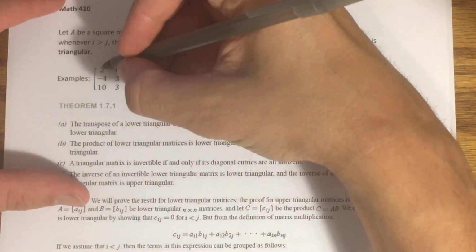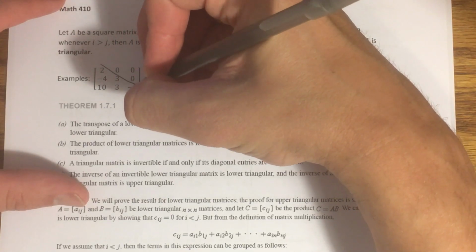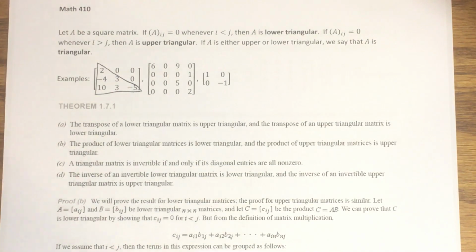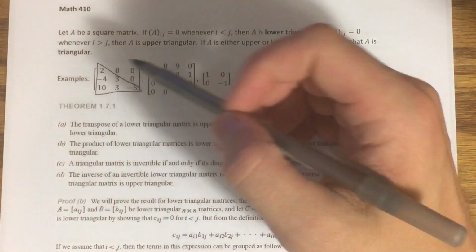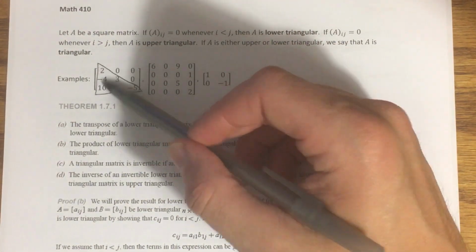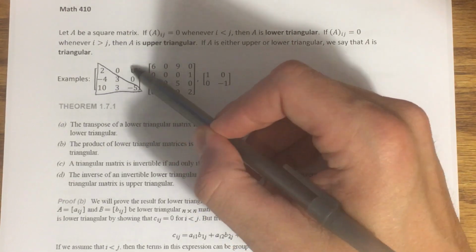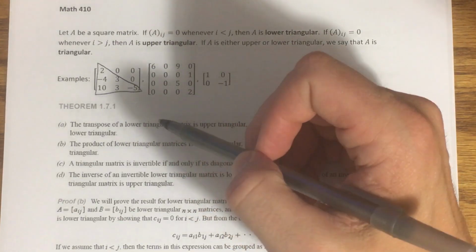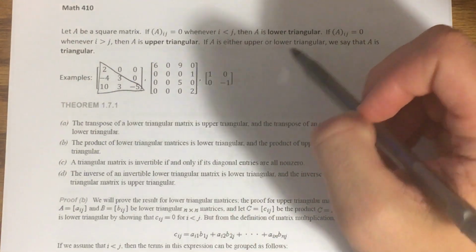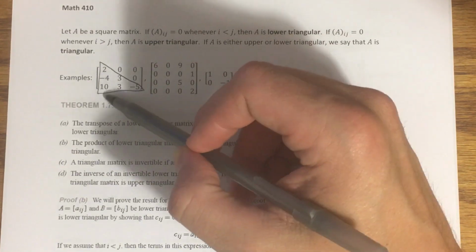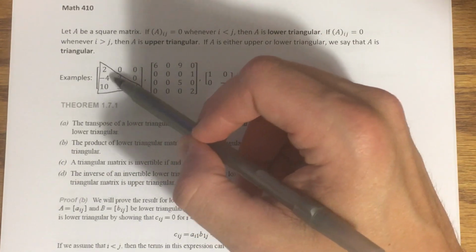Well, first of all, notice if I go like this, if I group up all of the entries that are either on or below the main diagonal, these entries can be whatever I want them to be. Everything else is going to be zeros. So everything above the main diagonal is a 0. But the term lower triangular is supposed to refer to this triangle, which includes all of the entries that aren't necessarily 0.